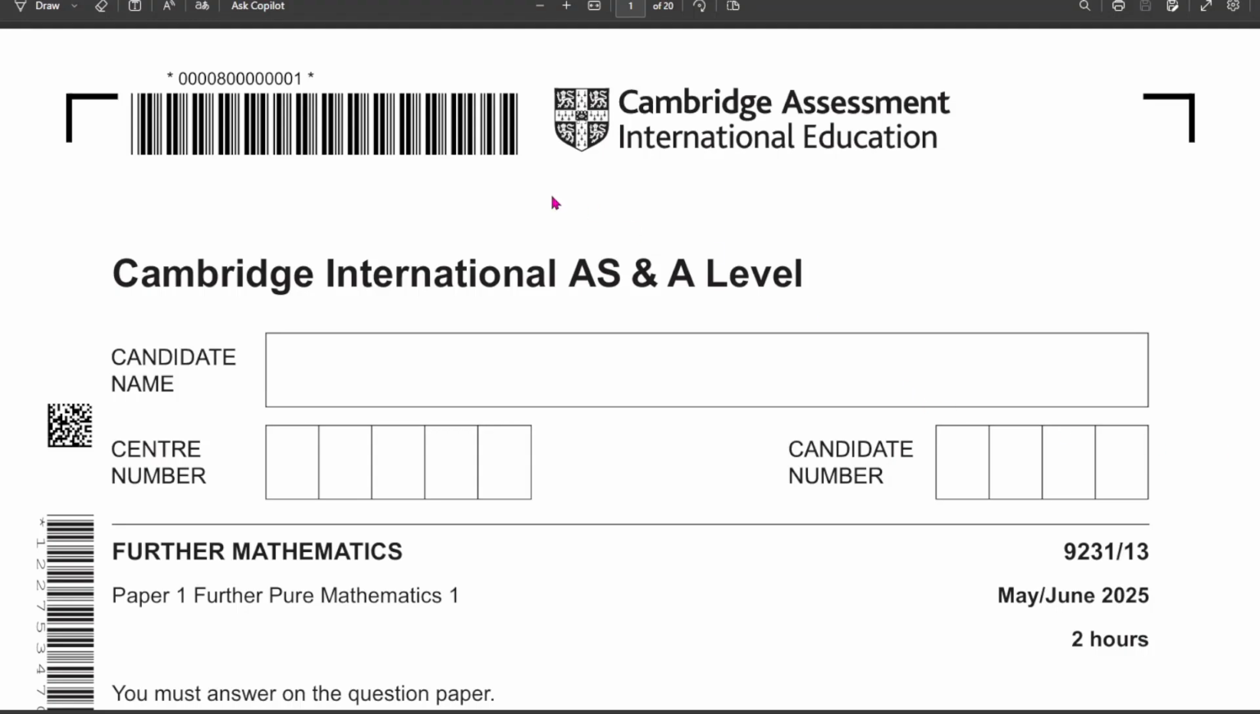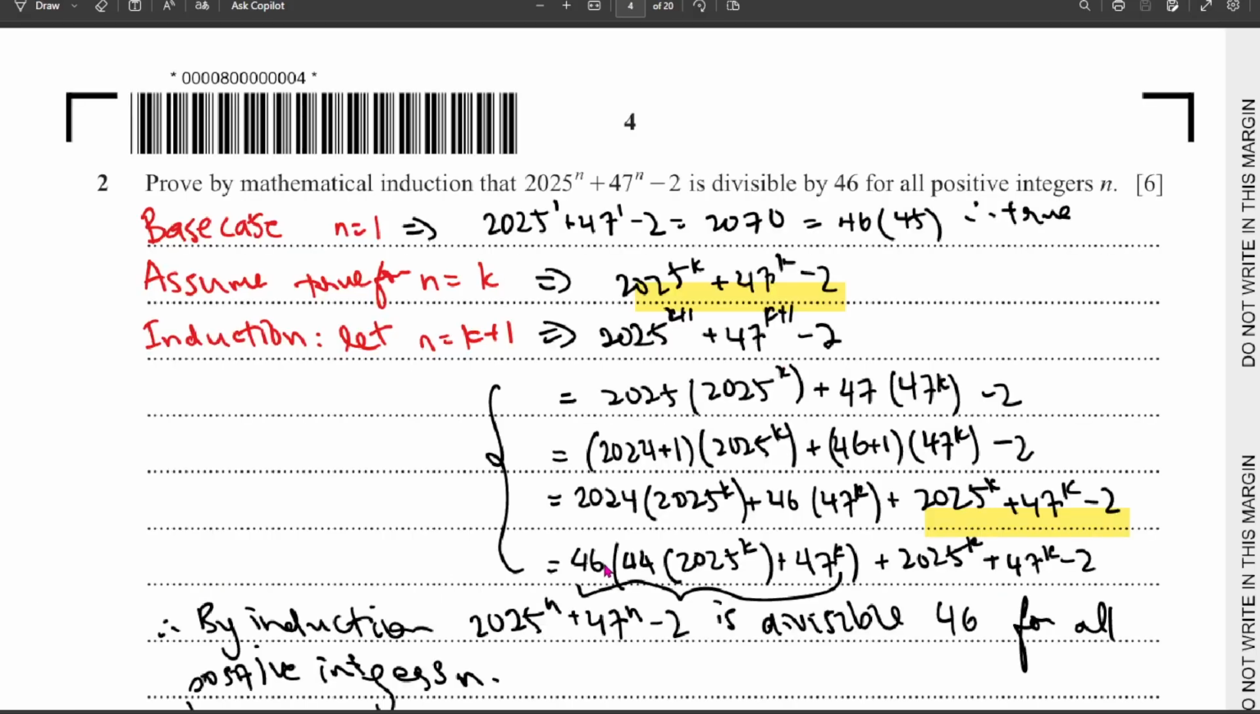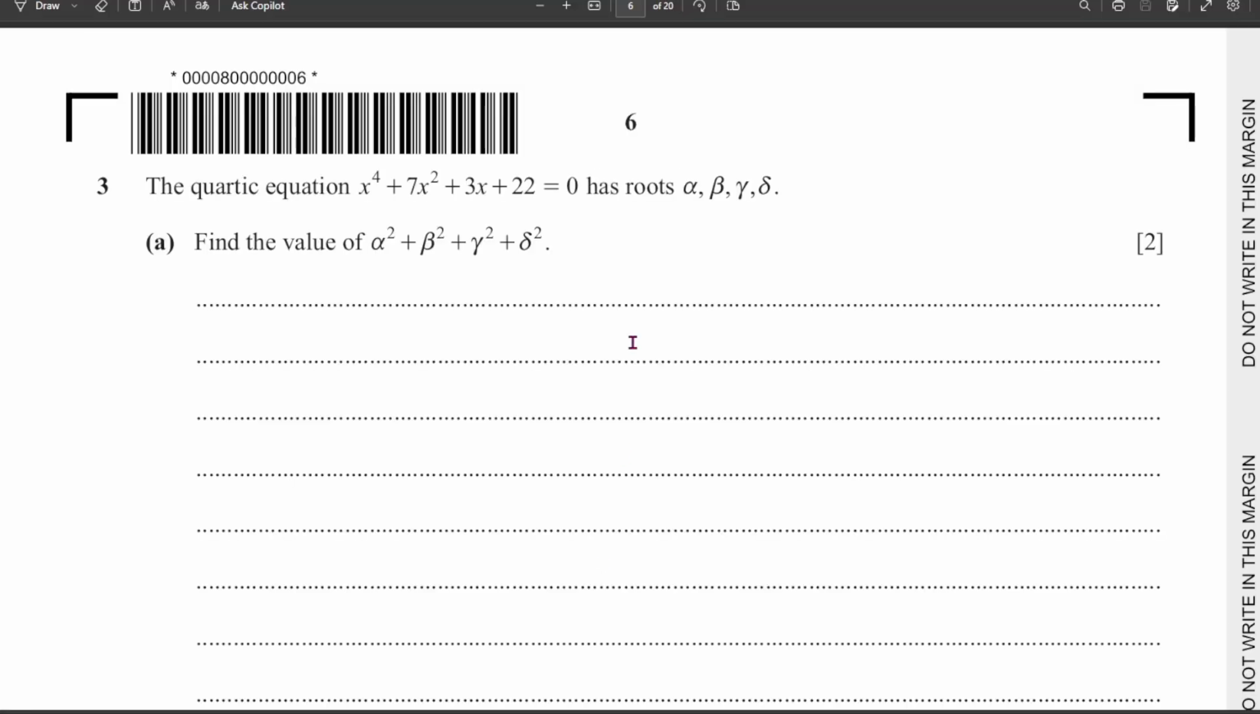Greetings viewers, in this video we'll go through Cambridge A-Level Further Maths Syllabus Code 9231 Component 1 Further Pure 1. This is variant 3 from the May June 2025 series. I'm going to attempt question 3 in this video.